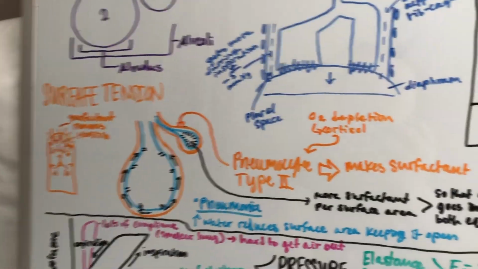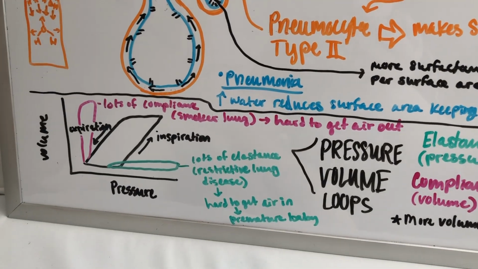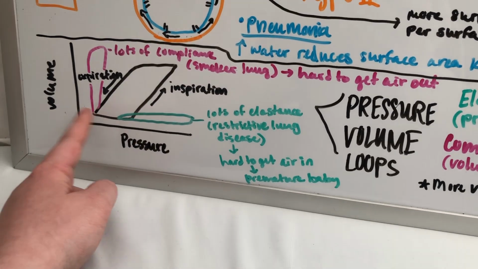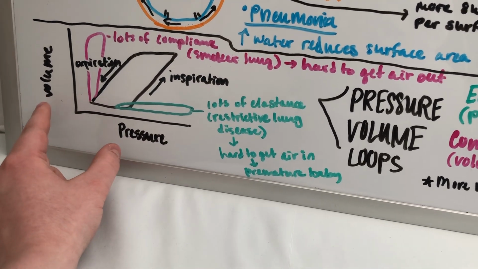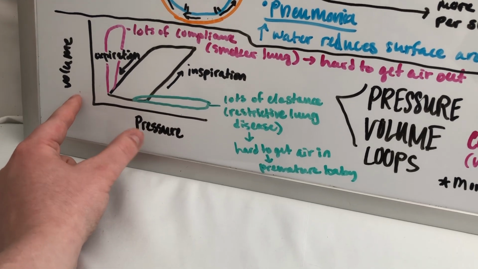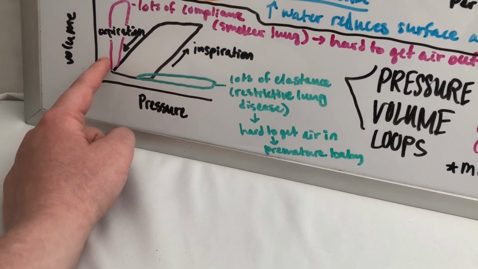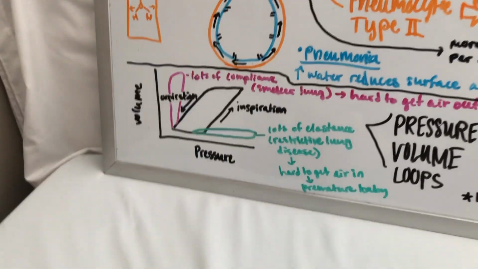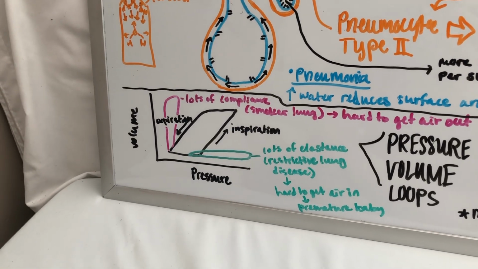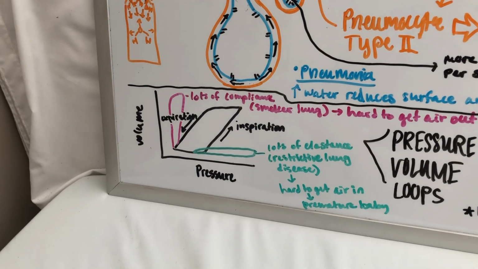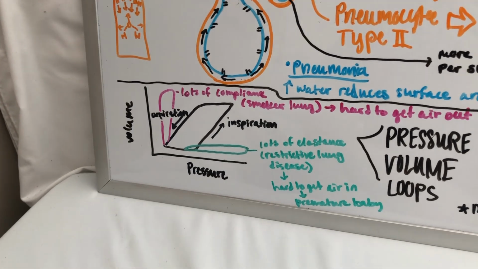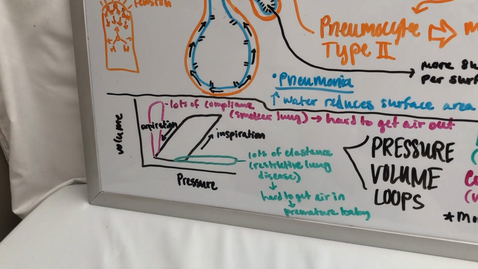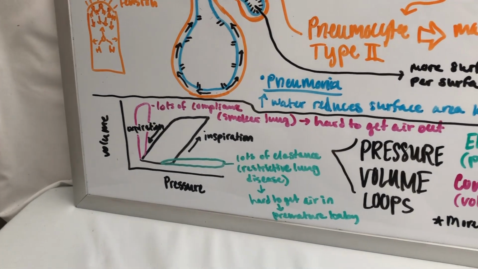So we are going to jump down here to our pressure volume loops. Now this is normal inspiration and then expiration, and this side is volume and pressure. When you increase the volume and decrease the pressure, you're going to get this pink line right here, which means you have lots of compliance. And this is smokers' lungs, so it's hard for them to get air out because you've increased their volume, but they can't push it back out very well. That can be caused by the surfactant not working as well because you've gunked it all up with all this junk from smoking.